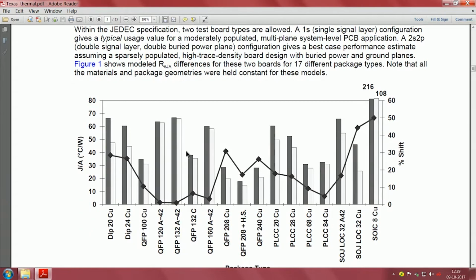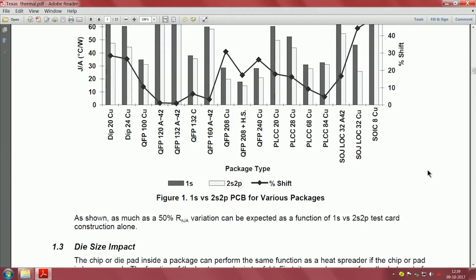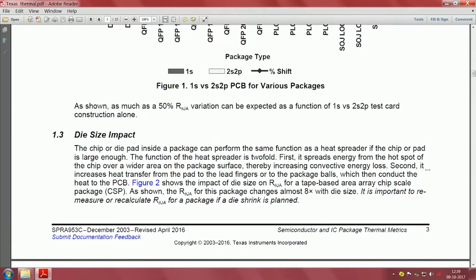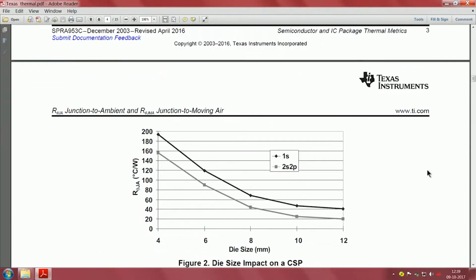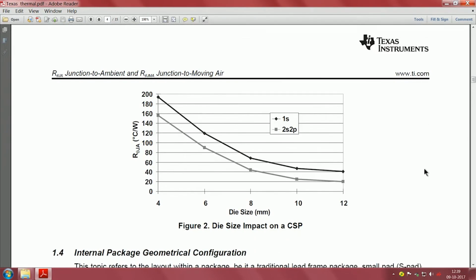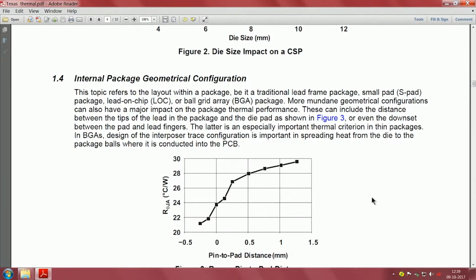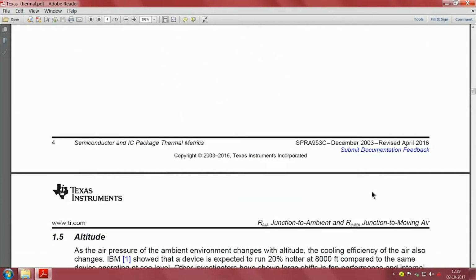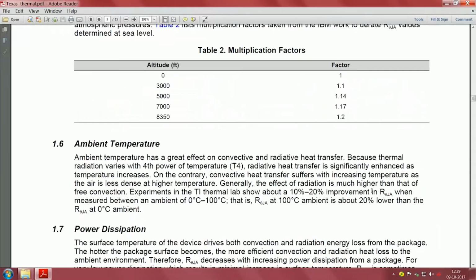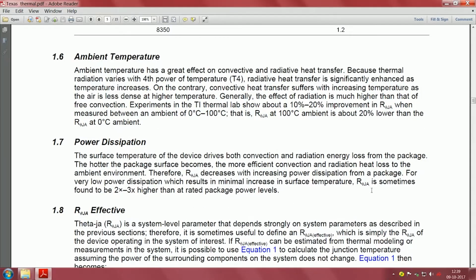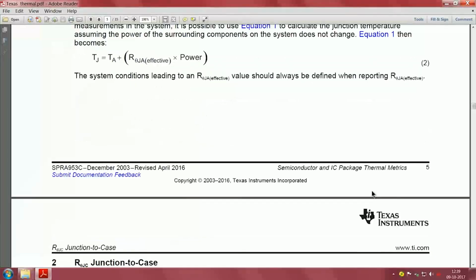See this here, so many junction to ambient types of shifts. So it is more for you to read about it, saying we have a die-size impact, and then slowly we come to here. If the die size is small and geometry configuration saying pin to pad distances, every known material has been formulated and given here. So it will be easy for you if you can just try to read up these things.